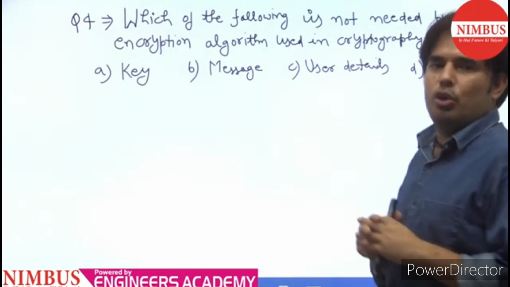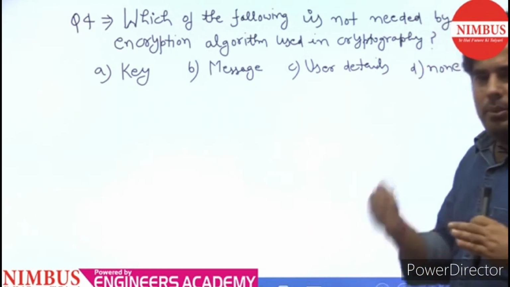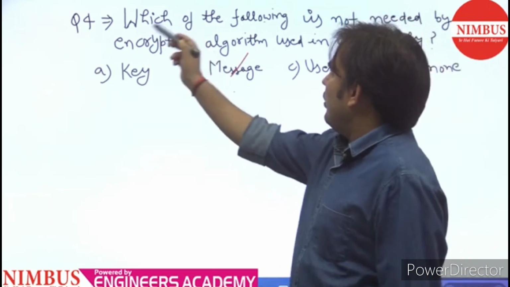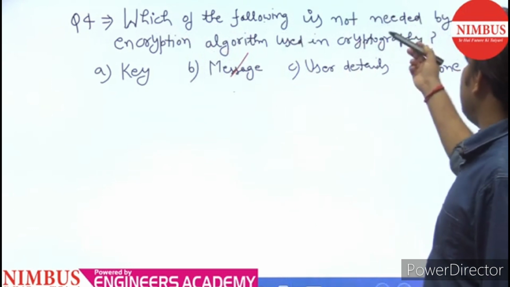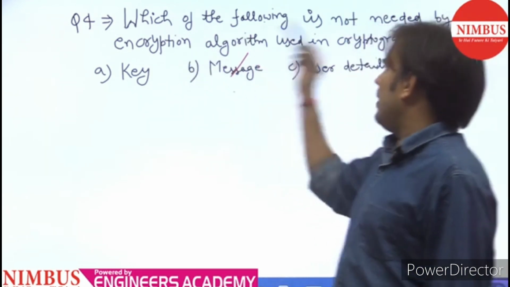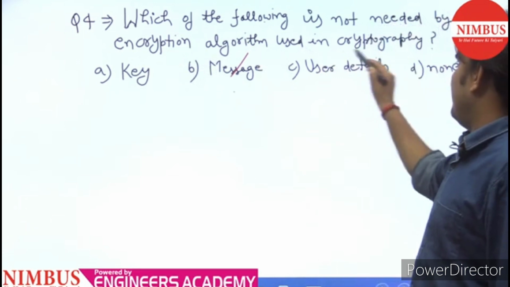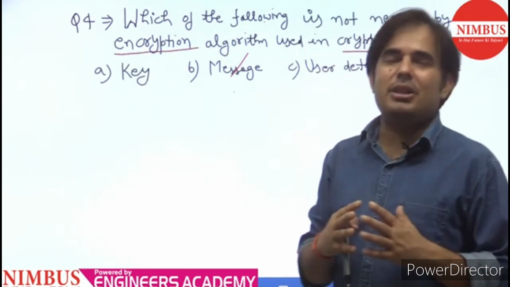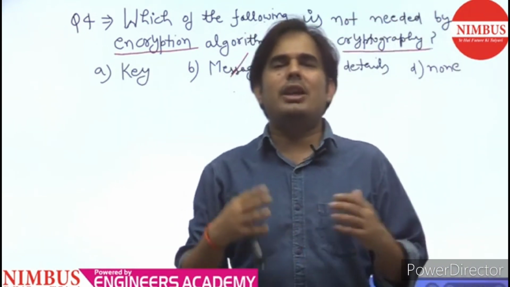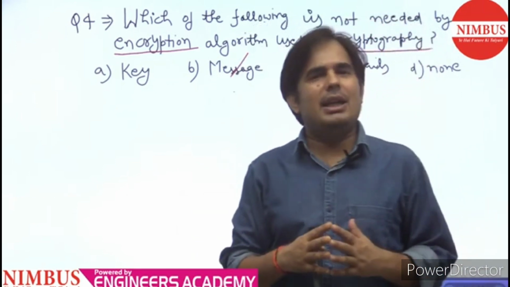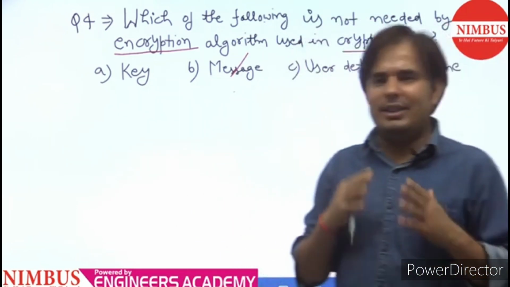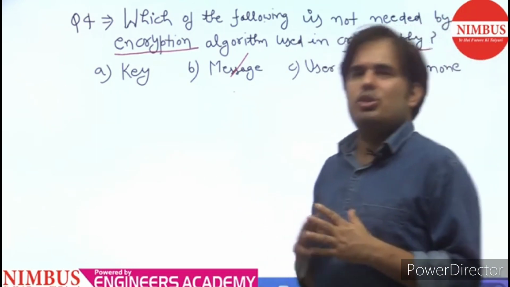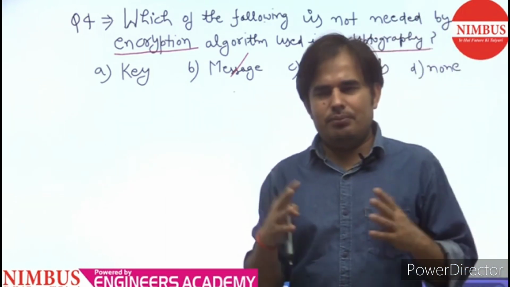This is question number 4. Let's see what it is saying. What is the question here? Which of the following is not needed by an encryption algorithm used in cryptography? Means when you are going to do encryption of the message or plain text, which of the following is not required at that time? They can ask you these types of logical questions.